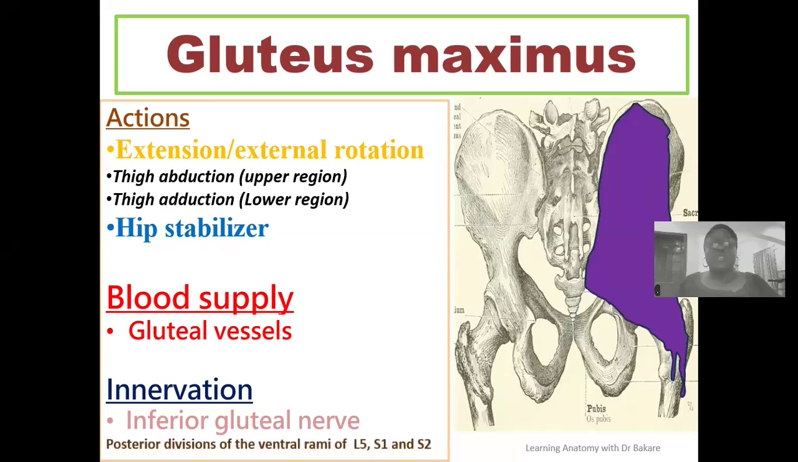And this inferior gluteal nerve from the sacral plexus is specifically formed from the posterior divisions of the ventral rami from L5, S1, and also S2 spinal nerves. So this is how they specifically emerge from the sacral plexus.